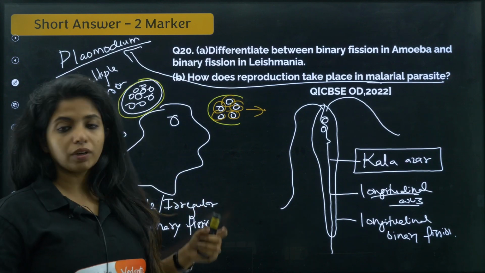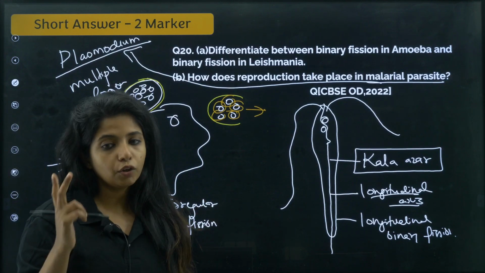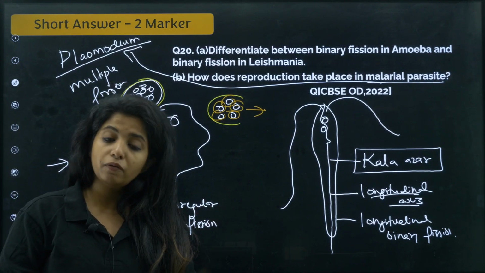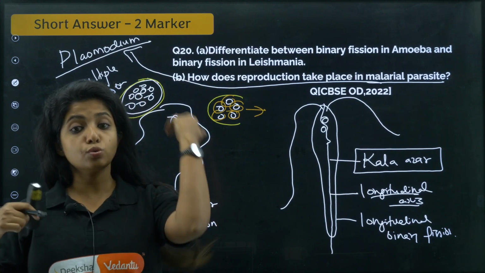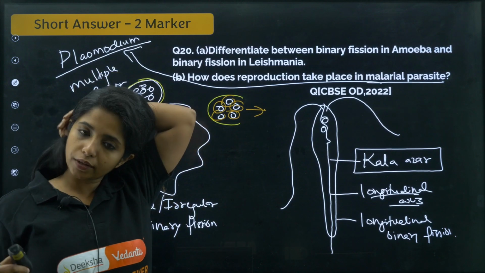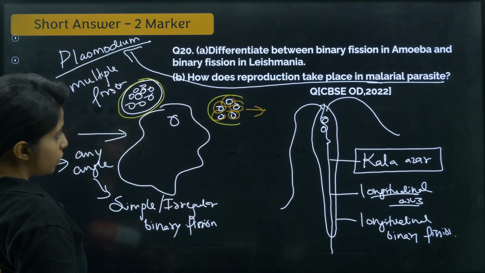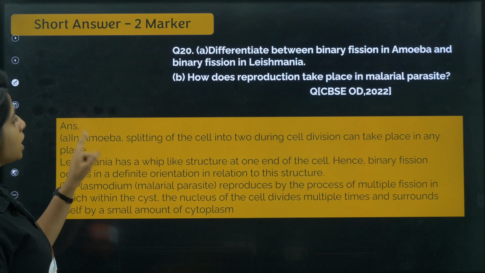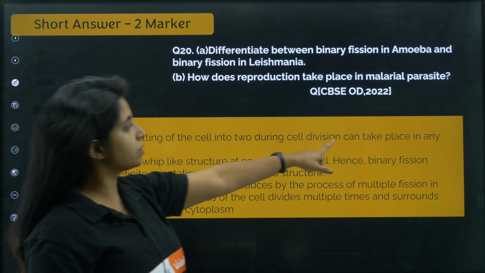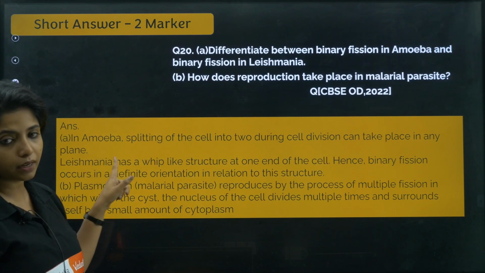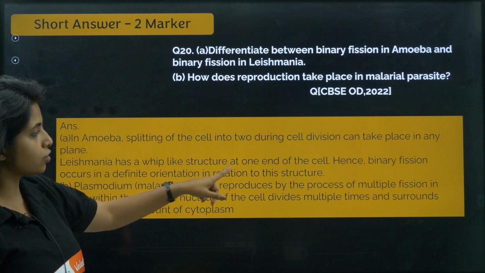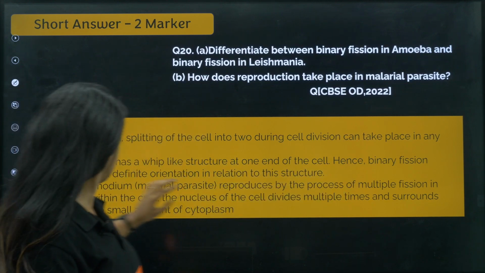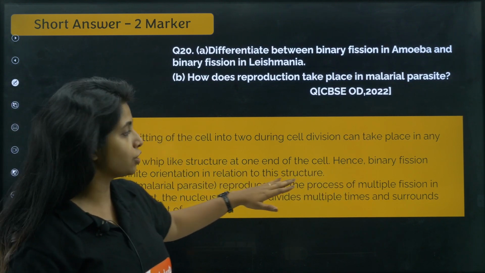Binary fission means from one individual you get two individuals. But in the case of multiple fission, from one particular individual you get so many individuals altogether. Got it? So this is the answer, and this is how you have to write. In amoeba, splitting of the cell into two during cell division can take place in any plane. Leishmania has a whip-like structure at one end of the cell. Hence, binary fission occurs in a definite orientation in relation to this structure.